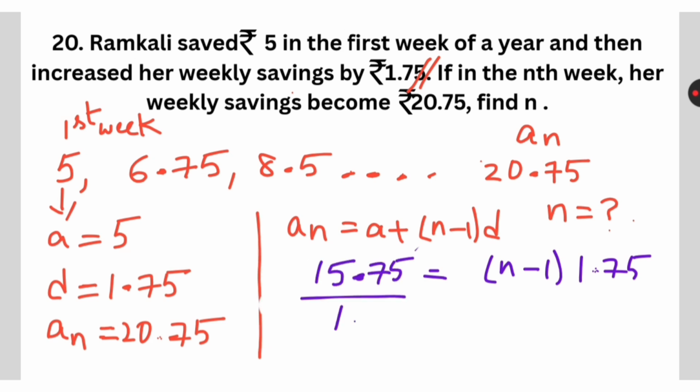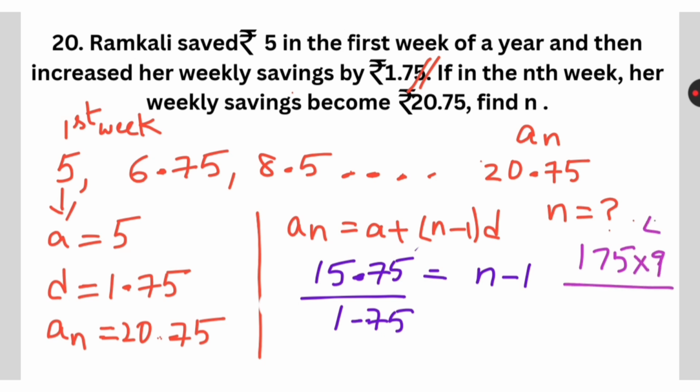Both sides divide by 1.75. Here 1.75 and here 1.75 get cancelled. So we are left with only n minus 1 on the right hand side. On the left hand side, 15.75 divided by 1.75 gives 1575 divided by 175, which is 9. If you do times 9, 9 5s are 45, 9 7s are 63, plus 4 is 67, 9 1s are 9, plus 6 is 15. So 175 times 9 is 1575. That means 1.75 times 9 is 15.75.